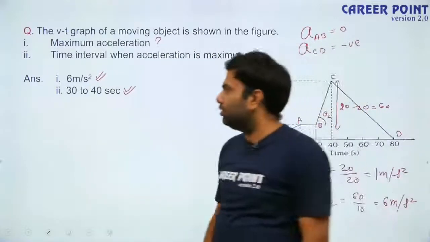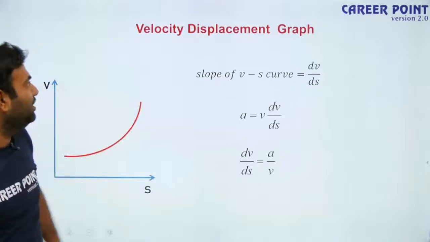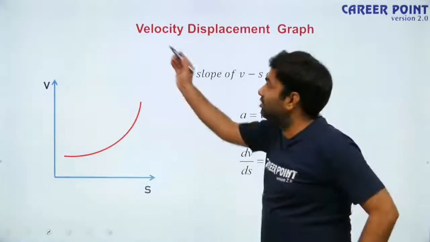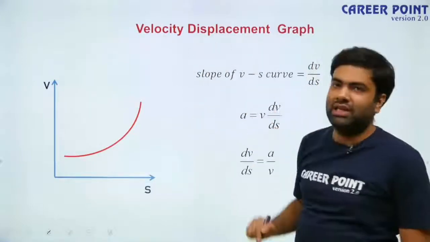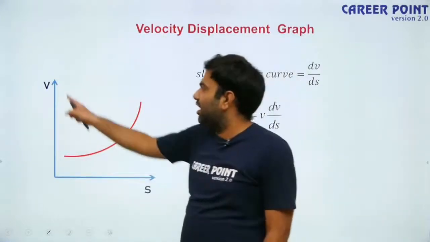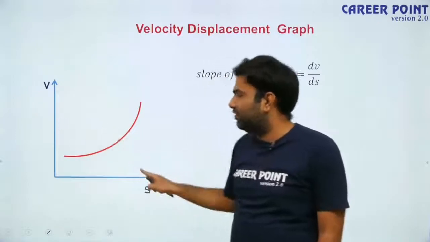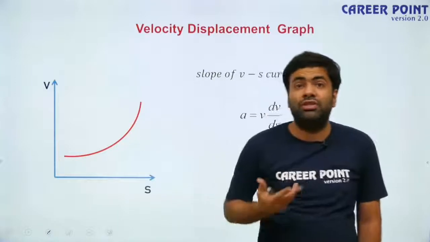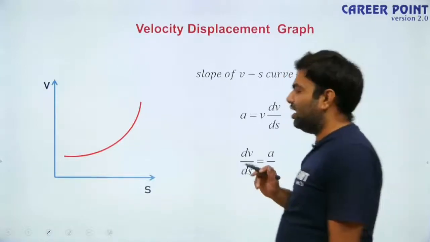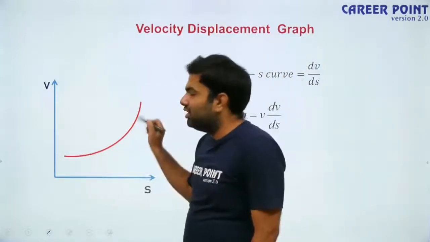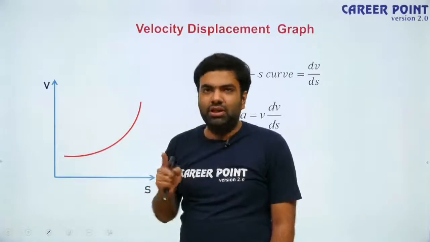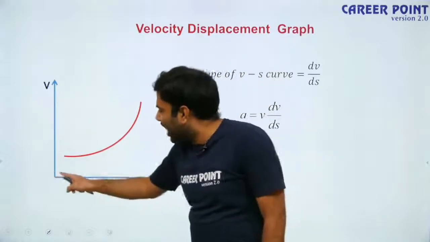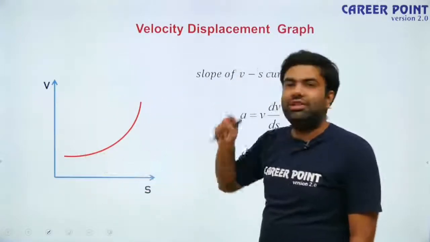Now let's move on to our next concept, that is velocity displacement graph. Now this is a different thing. This is not velocity time graph, this is velocity displacement graph. That means if we have the velocity as a function of displacement plotted on the graph, then which information can we conclude? First of all, I am again telling you, this curve is not the path of the particle. The particle is moving in a straight line because our chapter is motion in one dimension. This is just a graph of velocity with displacement.